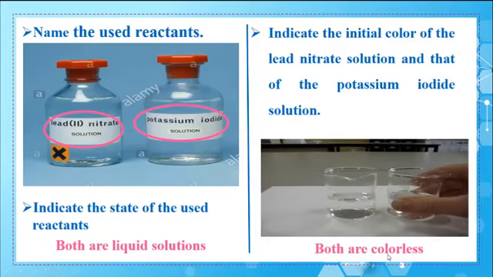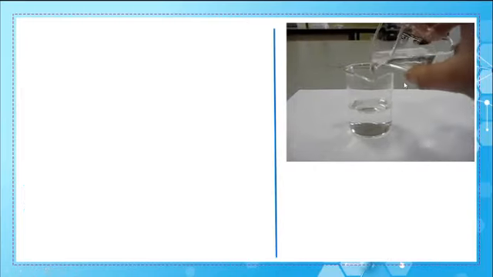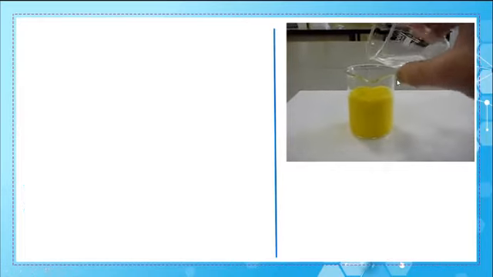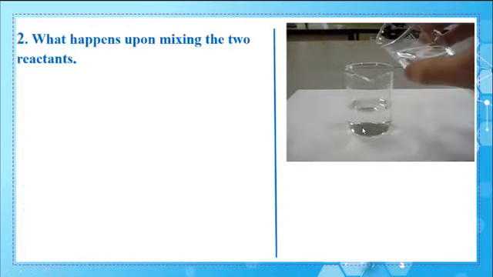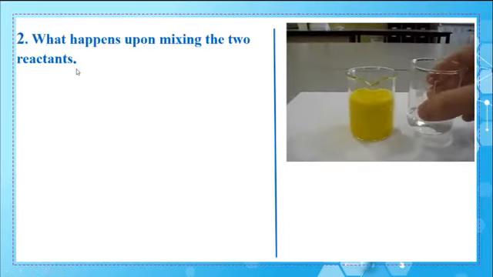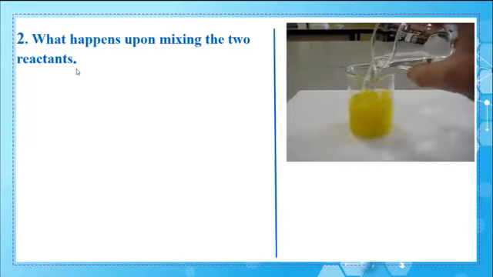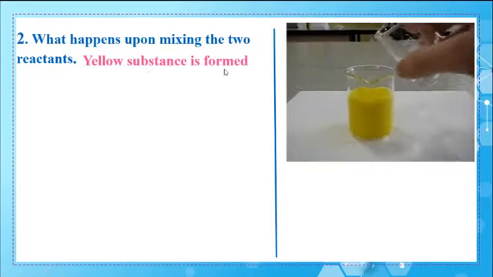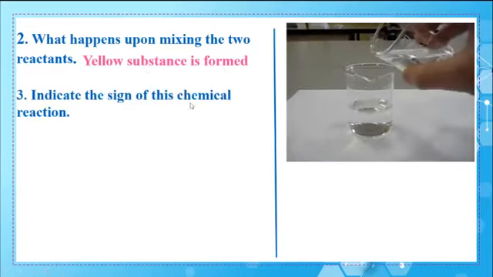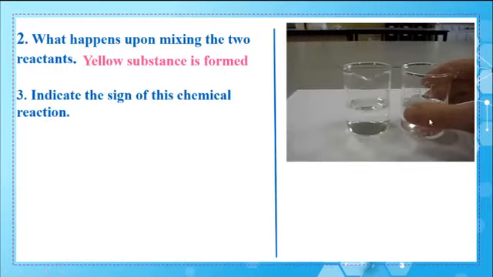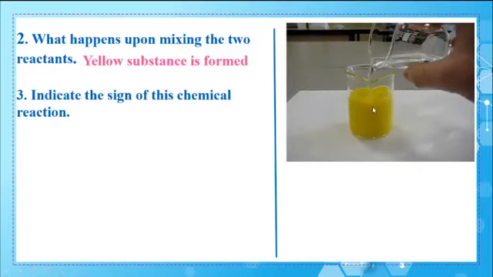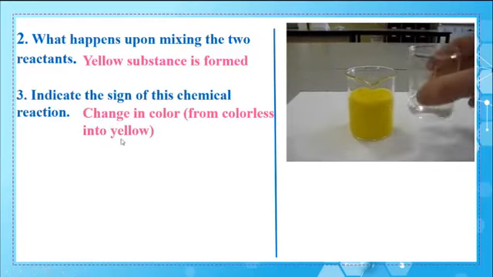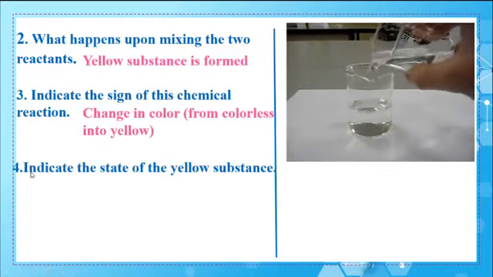Nice, both are colorless. Now, after mixing them together, as you see, I performed the experiment mixing the colorless lead nitrate and colorless potassium iodide. What happens after mixing them? Look at the figure. Good. A yellow substance is formed. Indicate the sign of this chemical reaction. In your opinion, what is the sign? How could I infer that there's a chemical reaction? Nice, with changing color. Here from colorless into yellow, but I may have some other colors.